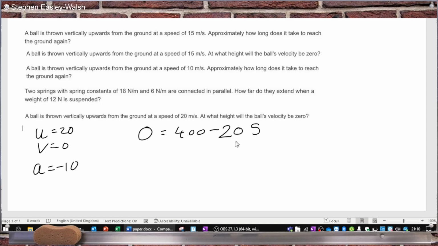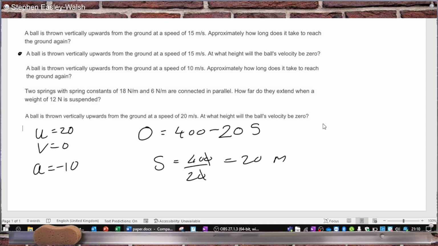So S is 400 over 20, which is 20 meters. I hope I didn't make that mistake earlier. That was in part 2. Let me double check that one.